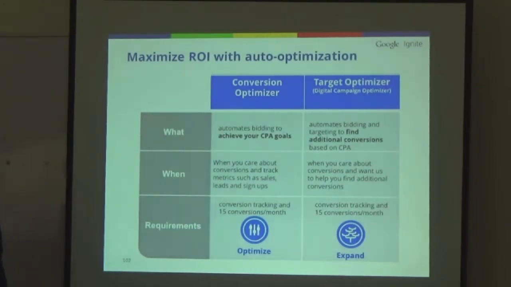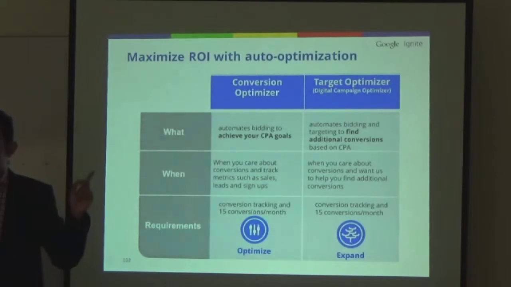Now, in display, there is another tool which is kind of similar to what conversion optimizer does. It is called targeting optimizer, on the right hand side. Now, bear in mind, it used to be called display campaign optimizer. There's an error there, it's not a digital campaign optimizer. It's called display campaign optimizer. So now it's been called targeting optimizer.